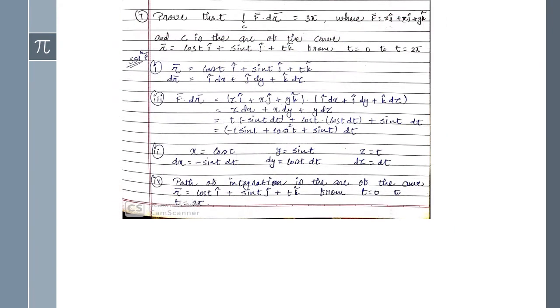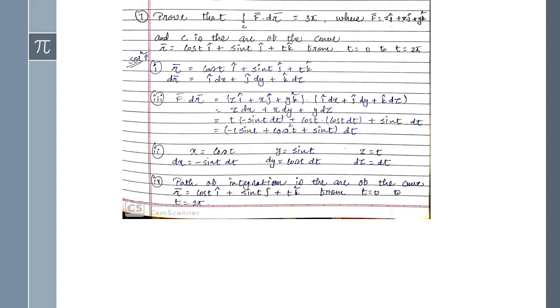Next example: prove that the integral of f dot dr equals 3 pi. Here it's already given that you have to prove this, where f bar equals z i plus x j plus y k, and c is the arc of the curve r bar equals cos t i plus sin t j plus t k from t equals 0 to t equals 2 pi. Now you can see f bar is given, r bar is given in terms of t, and the limits are given.